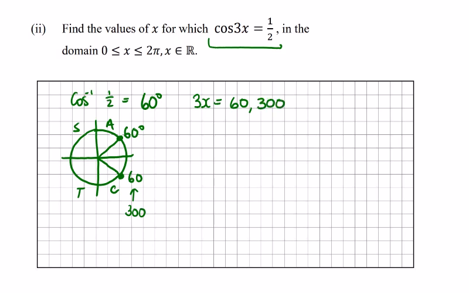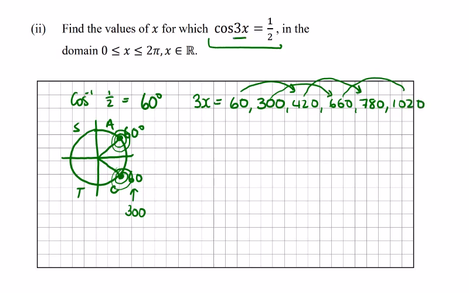Then if we rotate around again, the next value will be here, and then obviously here again, and here again. So we have to add 360 to this one to get 420, 360 to this one to get 660. We do the same again, 360 to this one to get 780, and 360 to this one to get 1020.